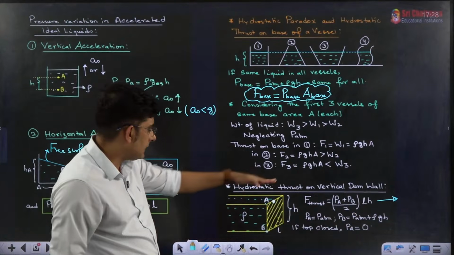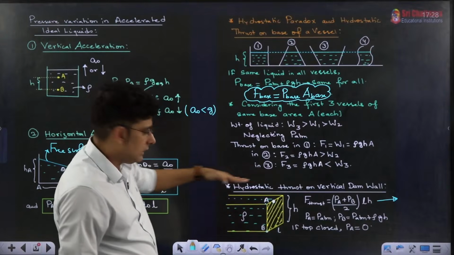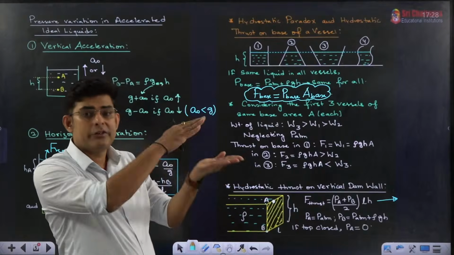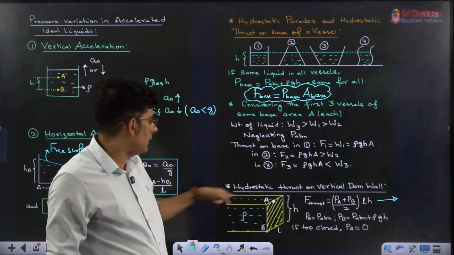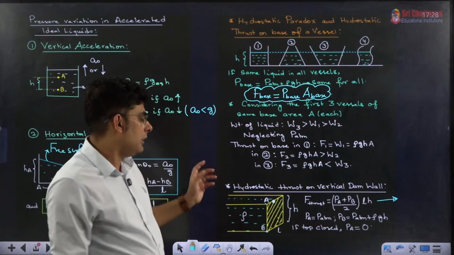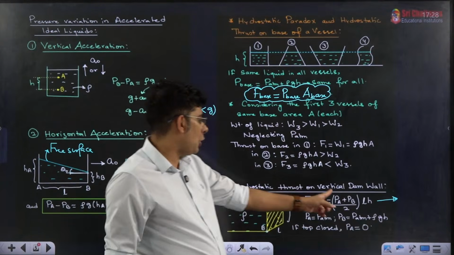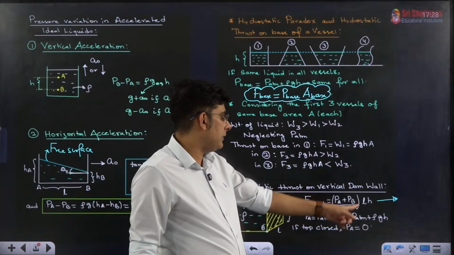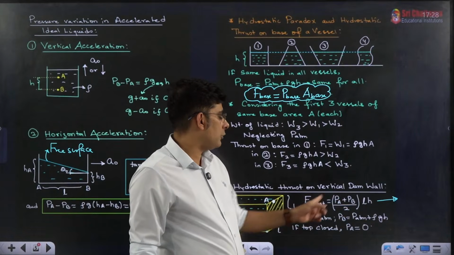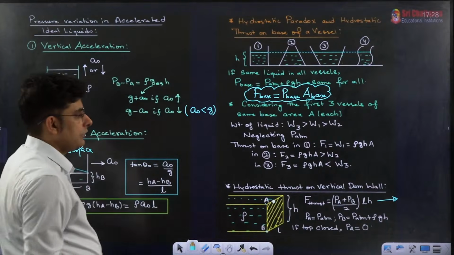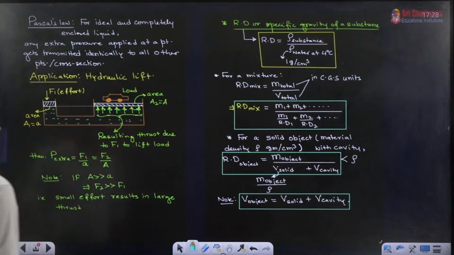Sometimes in a question they will say that the top of the dam wall is covered, meaning the liquid is covered. If it is covered, there will be no atmospheric pressure on the top surface of the liquid. So in that case, we will take the pressure at the top as 0. So pressure at top will become 0, pressure at B will become rho gh. So directly the thrust force will become rho gh by 2 into L H. Clear? Let's move to the next, Pascal's law.